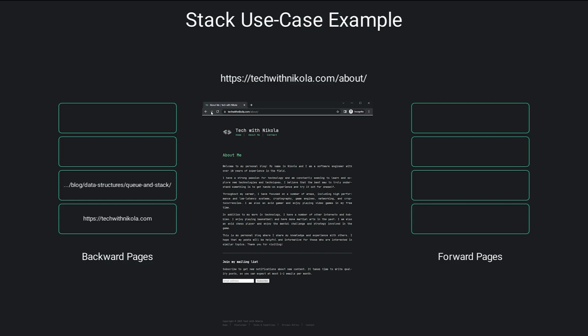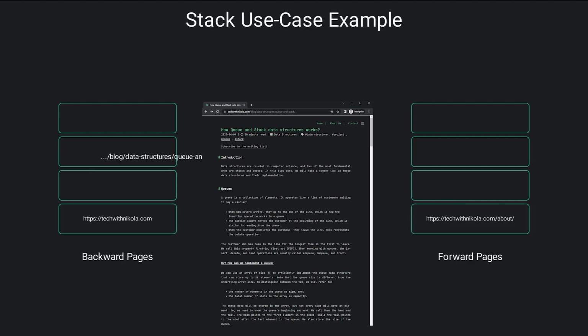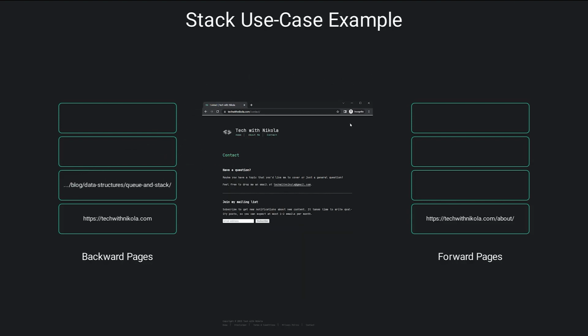Oh, and there is one more thing. What happens if you go backwards and then open a page by clicking on the link? In this case, we'd like to forget about the forward history, so we pop all the elements from the forward stack. And that's it. We have a solution for implementing browser history.